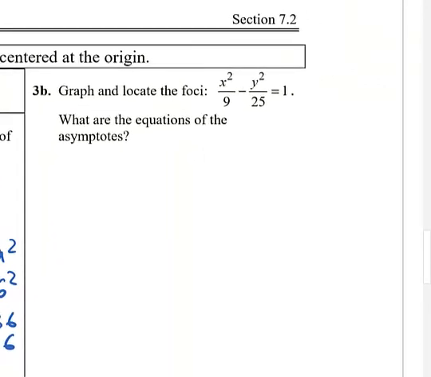Okay. Graph and locate the foci. What are the equations of the asymptotes? All right. Well, we can mix it up a little bit and actually find the asymptotes first. Y equals b over a x, y equals negative b over a x.